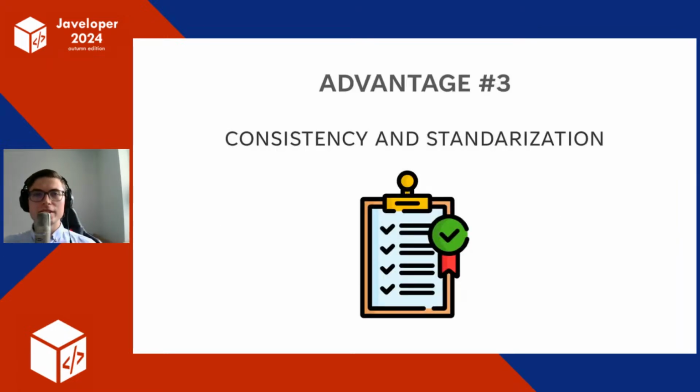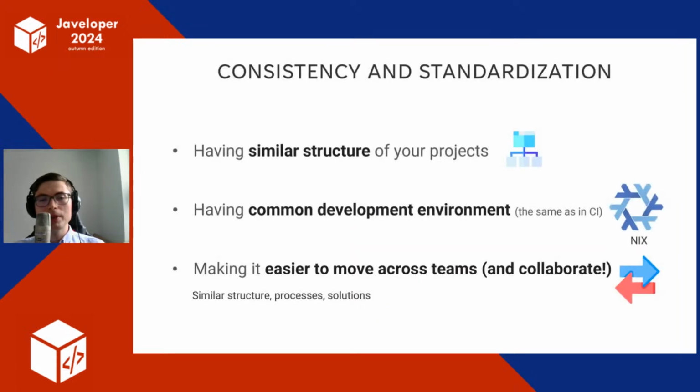The third advantage that I wanted to mention of the monorepo is that it is easier to have consistency and standardization. What I mean by that is that we can keep a similar structure across your projects. For example, we can provide code generators where you can initialize a new project in your monorepository in the same kind of fashion. And from practice, I can also say that it is very beneficial to have this similar kind of structure.